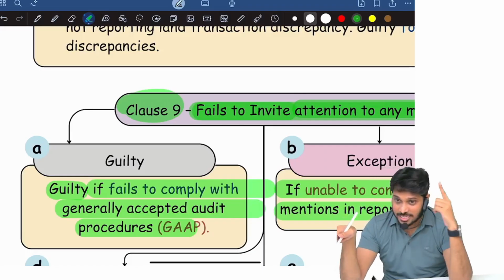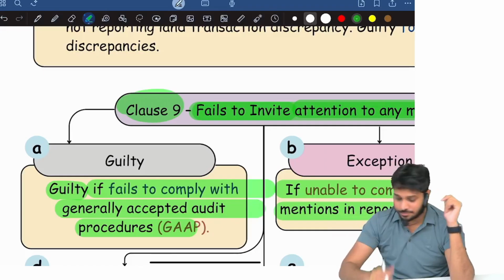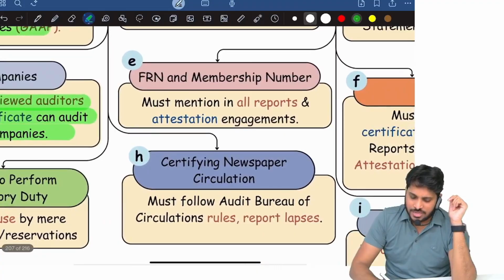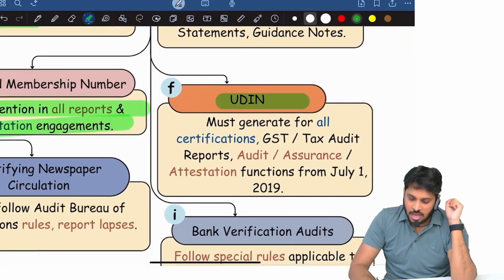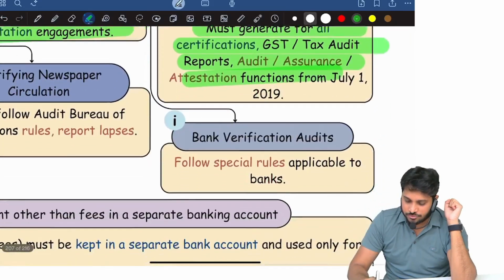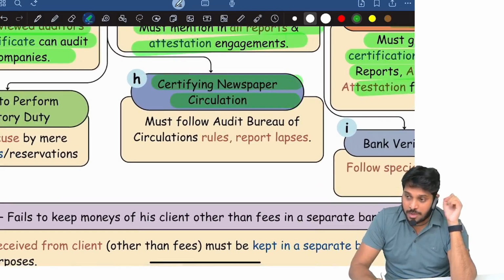Then you should not write a standard-related answer. CA Act clause number 9 answer you should write. Understood? Next, obviously in all the reports and attestation works you need to mention MRN and FRN. UDIN also must be mentioned for all types of works. Yes or no?